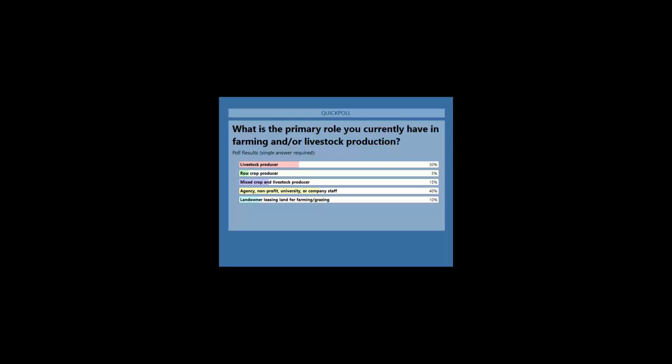Great. It looks like we have a majority of folks here who are primarily agency or nonprofit or university or company staff, but we have also a good mix of folks who are incorporating livestock with crops, as well as solely livestock producers, as well as a handful of landowners leasing land for farming or grazing as well. So it's great to see a variety of folks with us today. Great, we can move on to the second question.